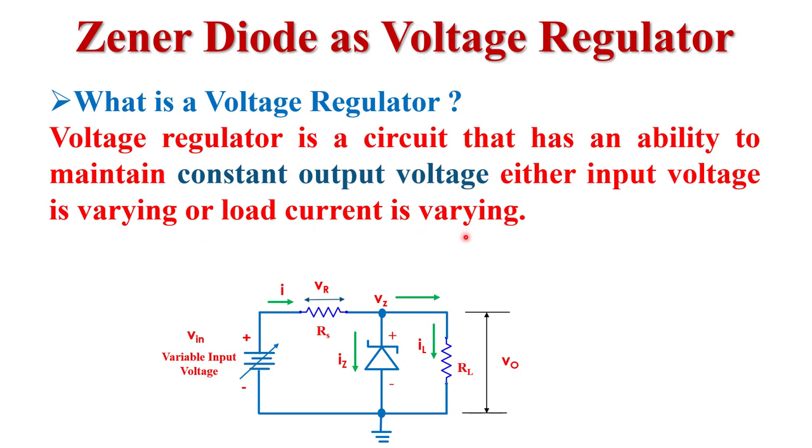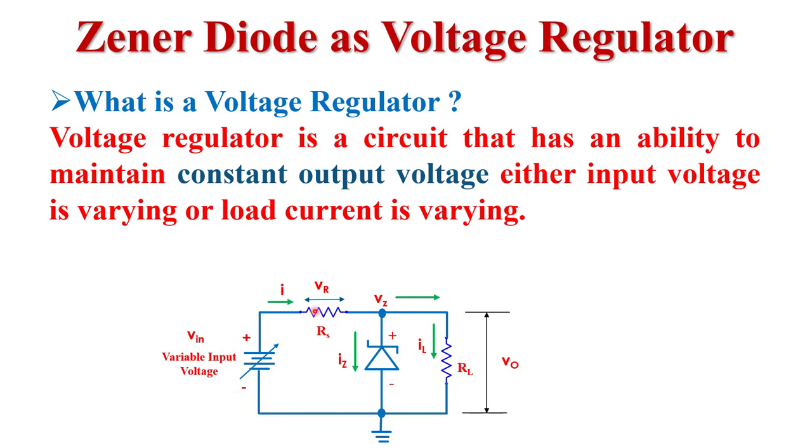It means a voltage regulator is a circuit that maintains a constant output voltage at the load side, whether the input voltage is changing or the load current is changing. Any one of the conditions may apply, but the output voltage must be constant. This is the function of a voltage regulator. If this circuit is created with the help of a Zener diode, it is called a Zener diode voltage regulator.